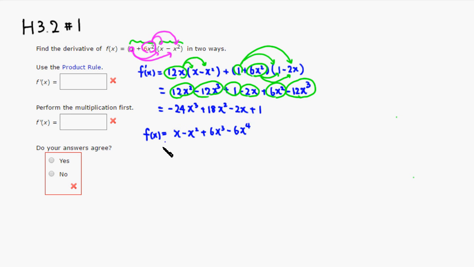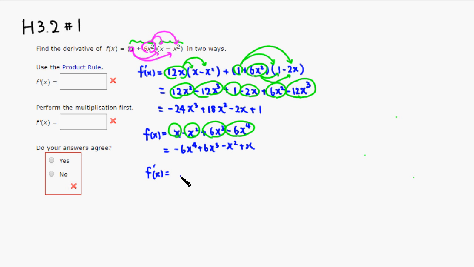Then I'm going to rearrange the order. I'm going to put negative 6x to the 4th first, and then you have plus 6x cubed and negative x squared and x at the end, plus x. Now we can just go ahead and take the derivative.